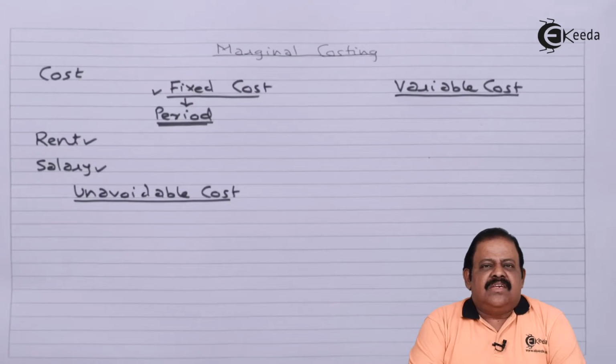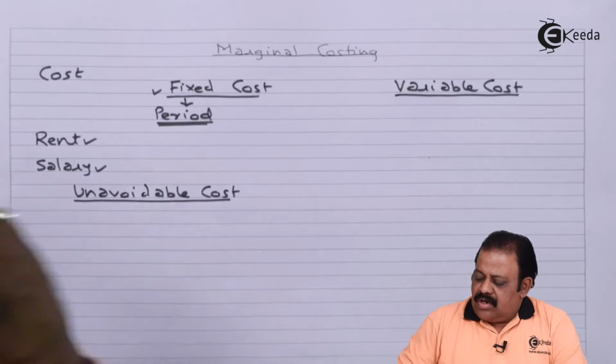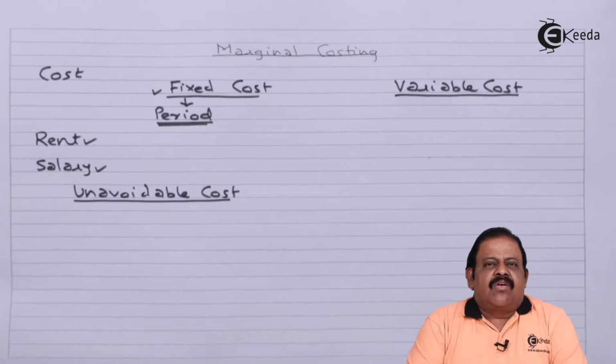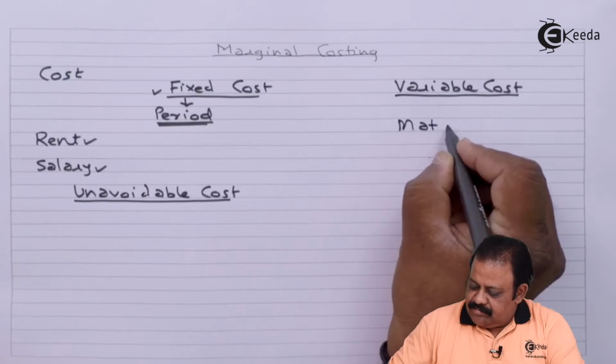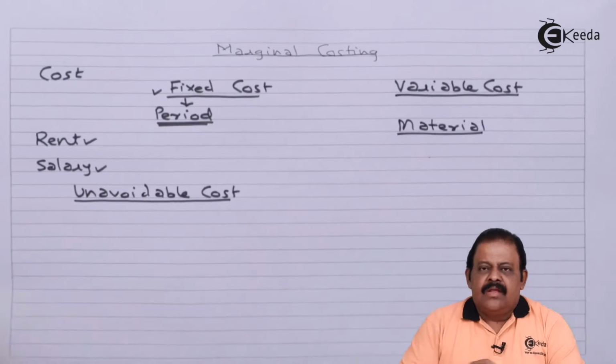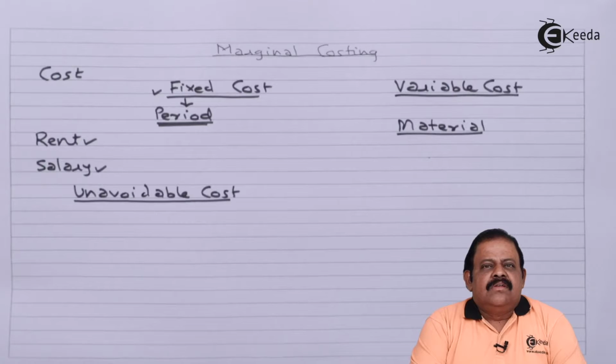Another type of cost is variable cost. Now what is variable cost? Variable cost means the cost which varies with output. For example, material cost. Material is an input. The expense of material depends on your output. If you produce more, you will have to spend more on material, so your material cost will increase.